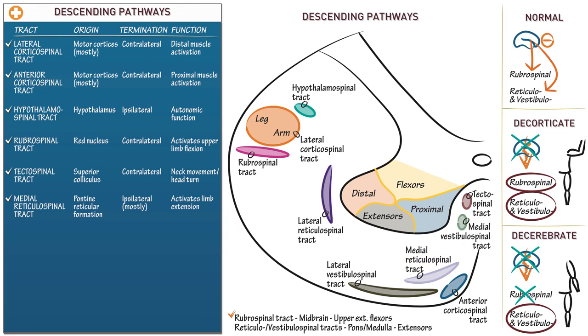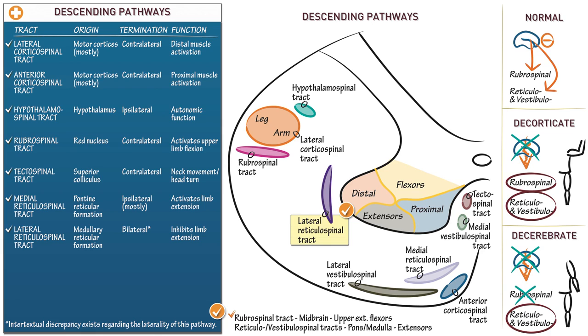Then indicate that the lateral, also known as caudal reticulospinal tract, originates in the medial zone of the medullary reticular formation and courses bilaterally to inhibit the axial and proximal limb extensors. And to a lesser degree, it also excites axial and proximal limb flexors. Note that intertextual discrepancy exists regarding the laterality of the course of the lateral reticulospinal tract.